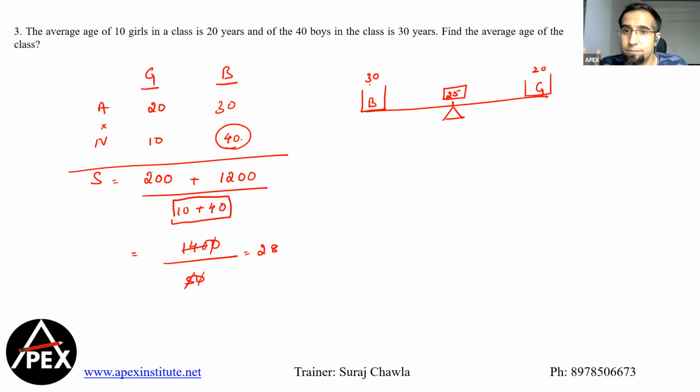First point. Clear? Now, since I'm applying more weight towards boys, your answer will always lie between 25 and 30. By chance if there is a calculation mistake, also apply this common sense. Understood?